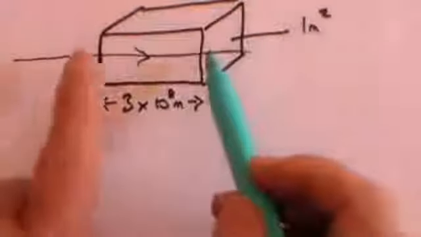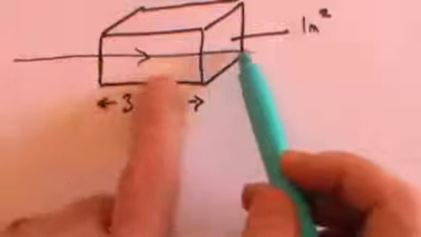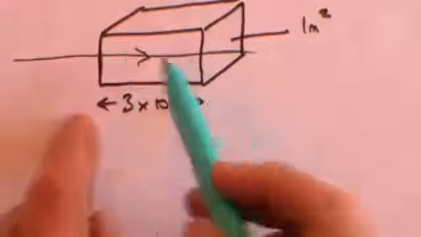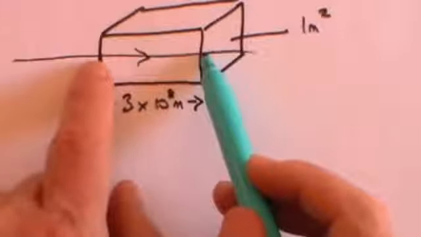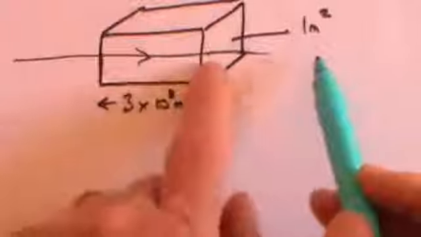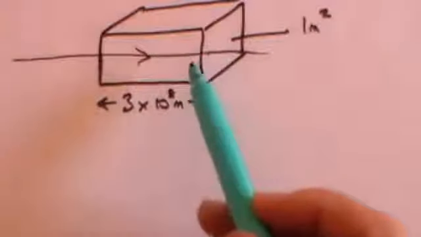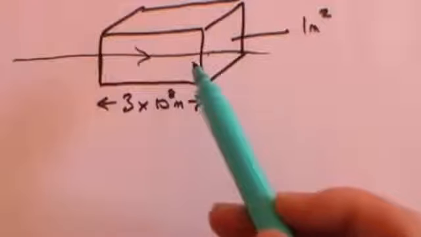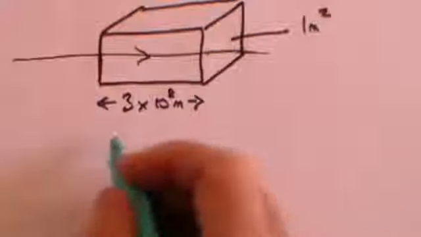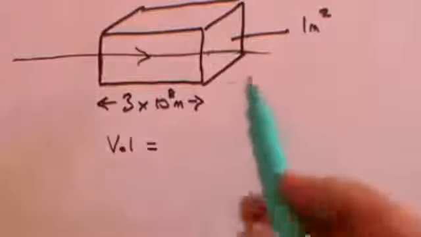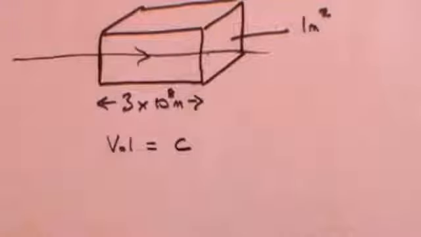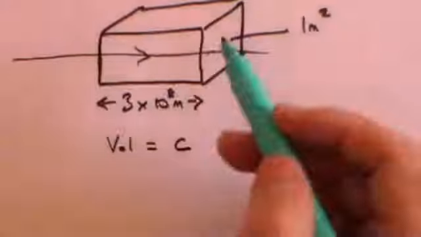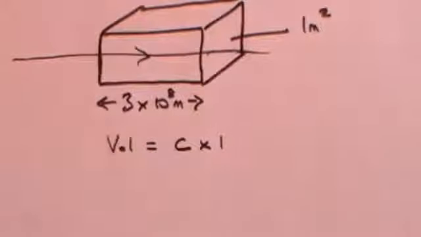So in 1 second, all the radiation that is in that box will move out, because it takes 1 second for the radiation at that end to get to that end. So all the energy that is contained in that box will have moved out in 1 second. What's the volume of the box? Well, the volume of the box is simply the length times the cross-sectional area. The length we can call C, 3 times 10 to the 8th meters, and the area is 1. So the volume of the box is simply C meter cubed.